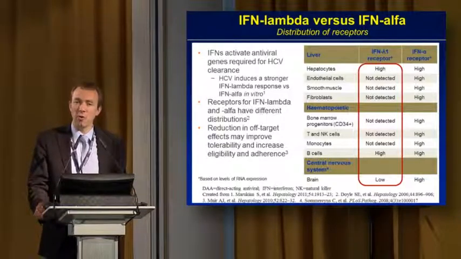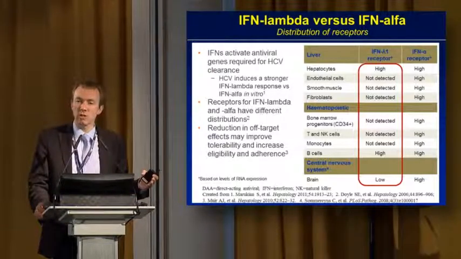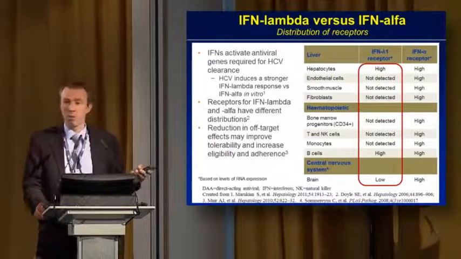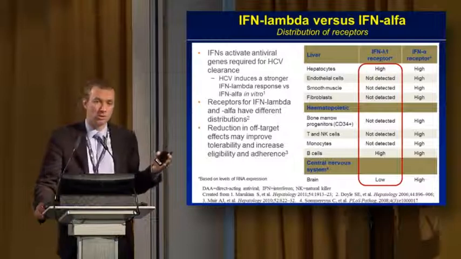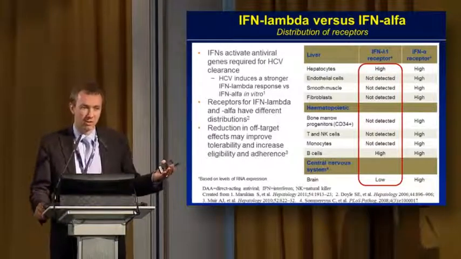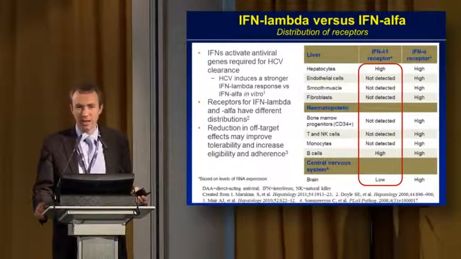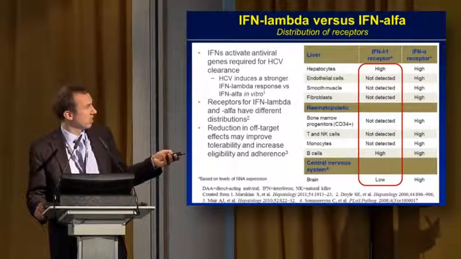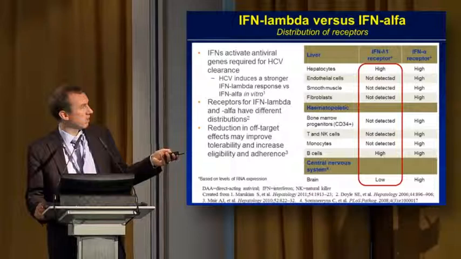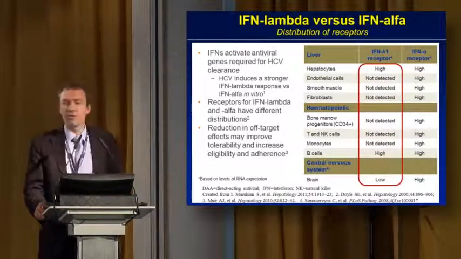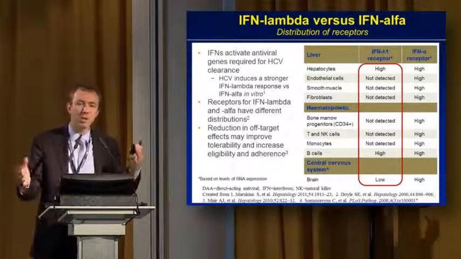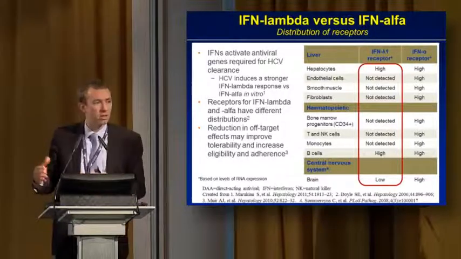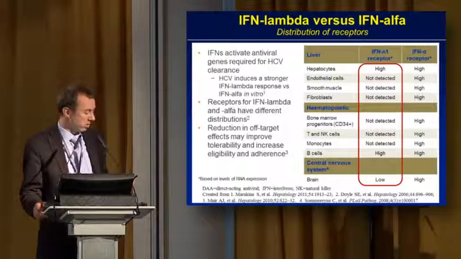And therefore, it might be that we don't have all these side effects if we use interferon lambda. However, what we want to retain, of course, is the efficacy in the liver, because the liver is the place where the virus is, and therefore we have to have activity in the liver. And you can see in hepatocytes we have a high expression of the interferon lambda receptor. So that might be an optimal combination: high receptors in the liver and low levels of these receptors outside of the liver.